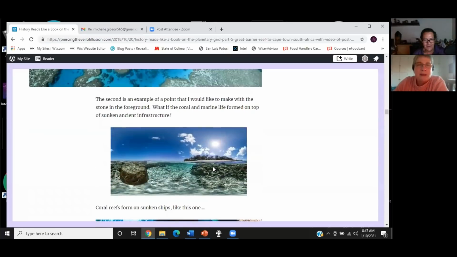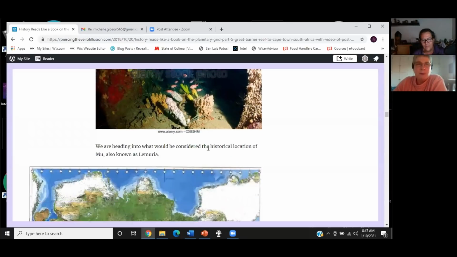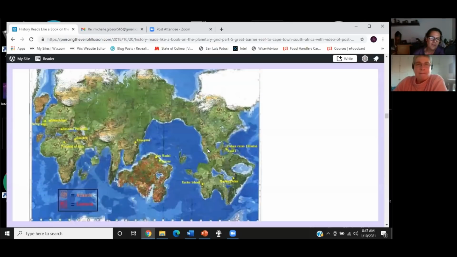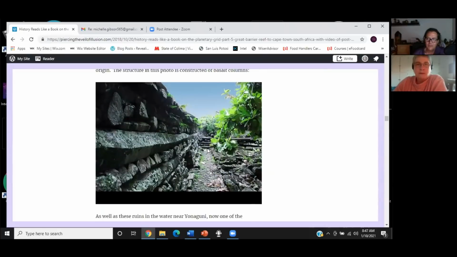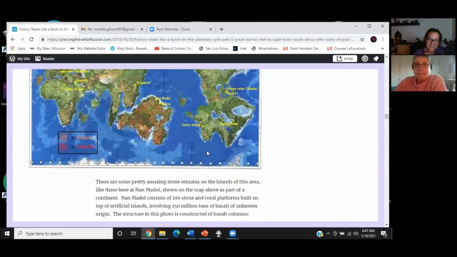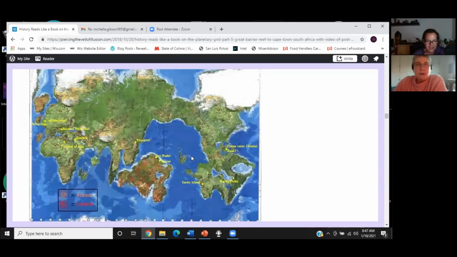You know, the whole idea is that maybe the coral and the marine life of the reef formed on top of sunken ancient infrastructure, kind of like what you see with sunken ships that have coral on them. I mean, it's a way for them to push the time scale back, isn't it? Because reefs take 100,000 years to grow because they grow so slowly, right? It adds to the narrative.